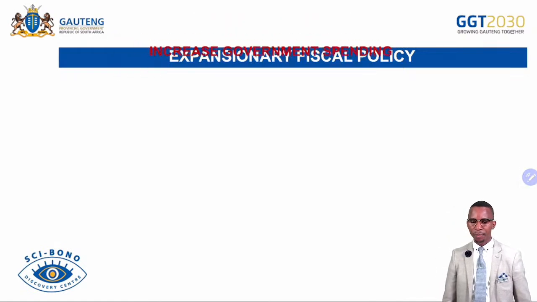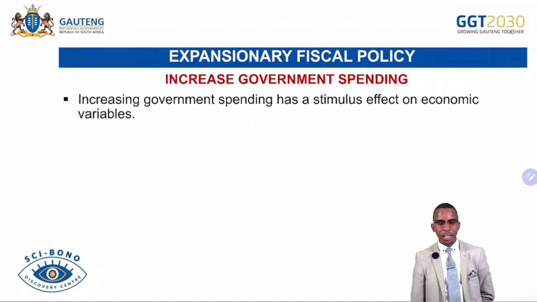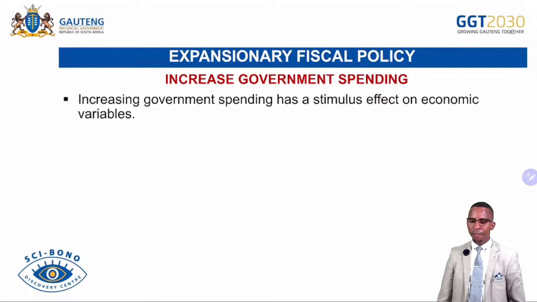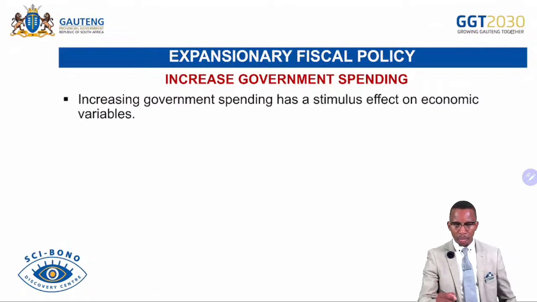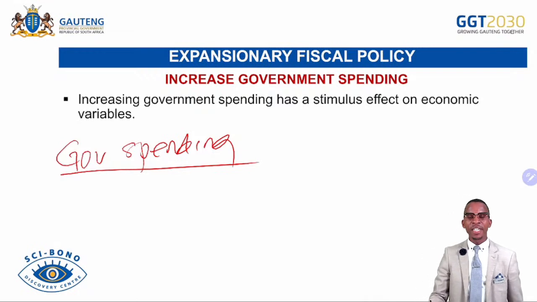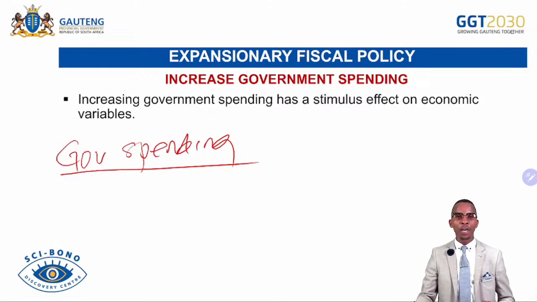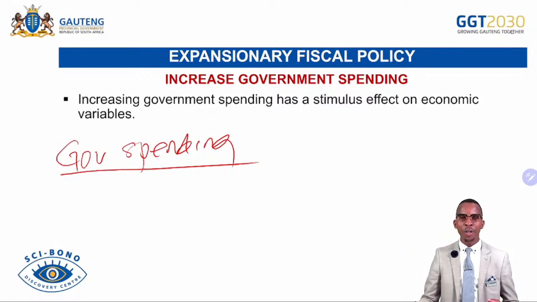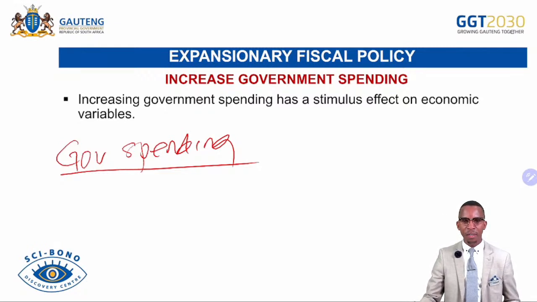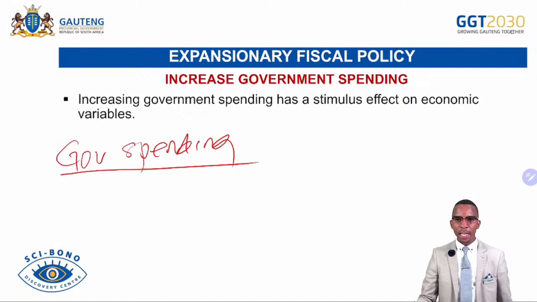Expansionary fiscal policy, increasing the government spending. What will be the effect of that? Increasing government spending has a stimulus effect on economic variables. Look, the government spending is increasing. Let's look at the effect. If ever government increases spending, remember, the government will be injecting more money on what? Will be injecting money on improving infrastructure or investing more on the infrastructure of the country. Also, increasing wages and salaries for public servants, and also increasing social transfers and social services within the economy. And that will have a certain effect.